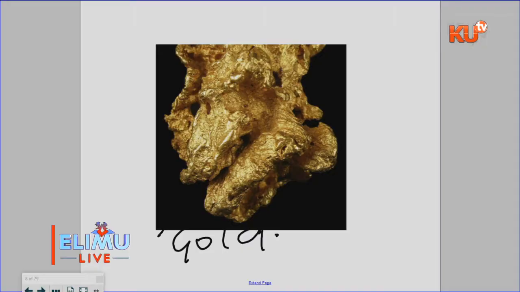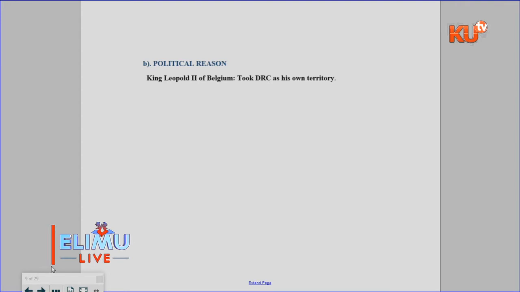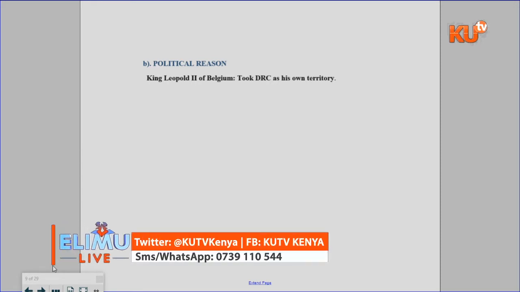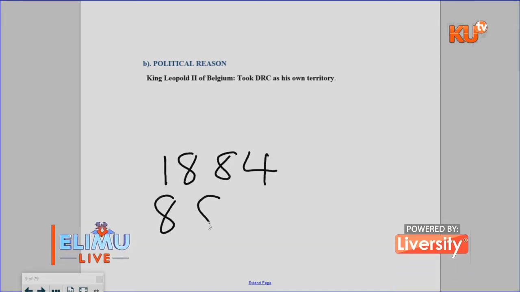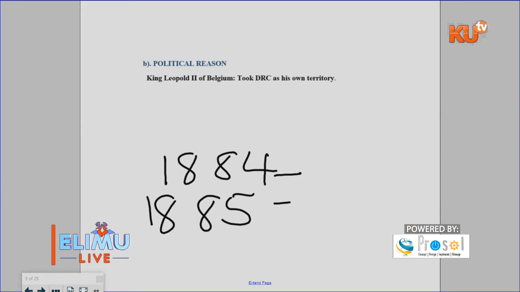Then I want to proceed and give you another reason. So political reason was also one of the reasons why Europeans had colonies. King Leopold II of Belgium took DRC as his own territory. So this was an agreement that took place in the year 1885. In 1885, there was a conference that was chaired by Otto von Bismarck.